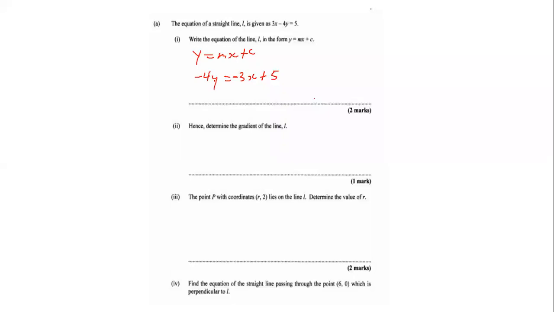We want the y to stand by itself, so we divide everything by negative 4. So negative 4y over negative 4 is equal to negative 3x over negative 4 plus 5 over negative 4. Exactly, that's what we are doing now. The negative 4 cancels the negative 4, right? So what is left? Negative and negative will cancel here, so y equals 3x over 4.